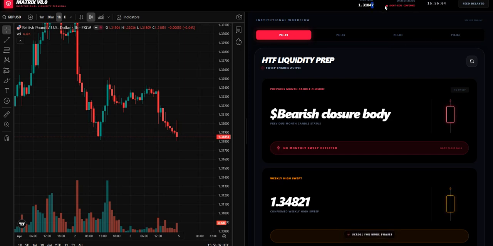Now we have the bias at the top, which is the short bias. You can see price going down at this current time in this case. Now the feed is delayed, and the reason the feed is delayed is because it is currently the weekend, so the market is closed.